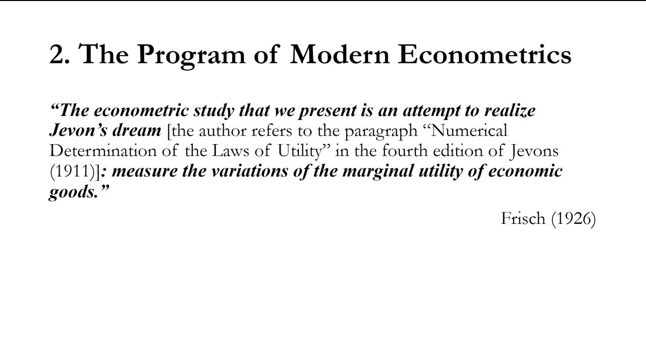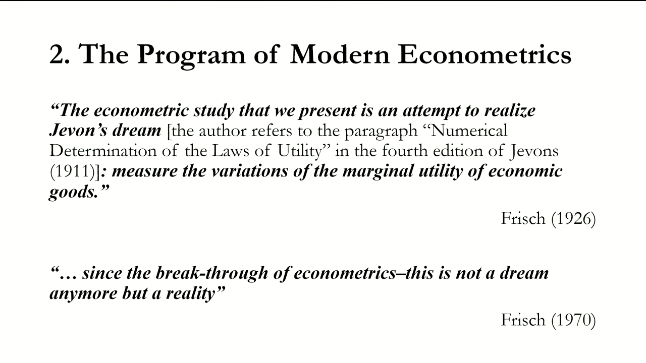And you see that in the works of Frisch, for example, who references both Walras and, most importantly, Jevons. In his 1926 paper, he refers to Jevons' dream as one of the main goals of econometrics. And the dream that Jevons expressed in his main work was the quantification, the assessment of changes of marginal utility of goods. That was the goal. That would be great if we could do that. And after a career as the most successful Norwegian economist, Frisch, after receiving the Nobel Prize, said that it's not a dream anymore. In 1970, he said, we accomplished Jevons' dream. We are now capable of measuring marginal utility.